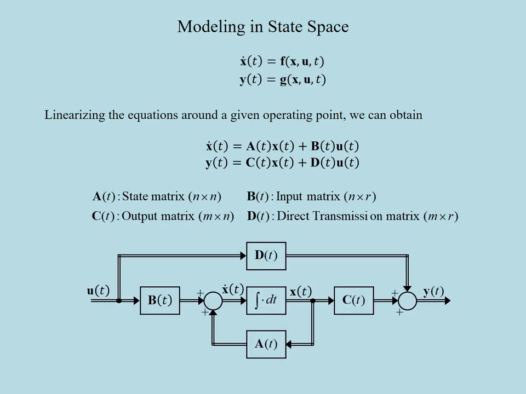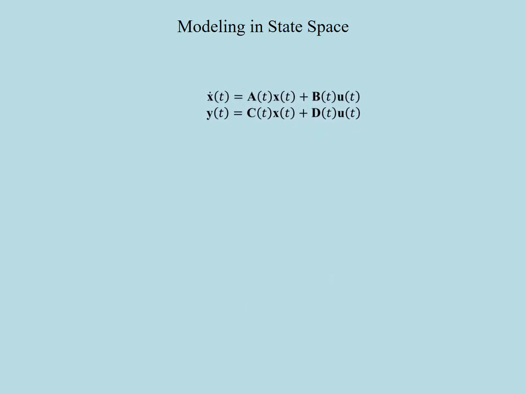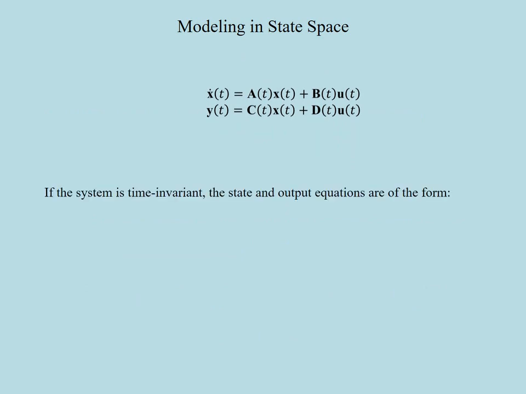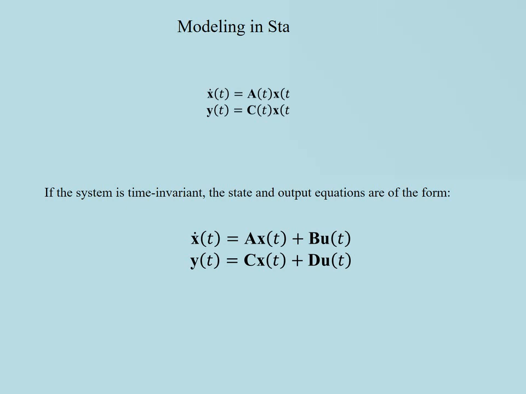In this figure, you can see the interconnections of the variables u, x, and y representing this linear state space model. And besides the linearity, if the system is also time invariant, the state and output equations are of this simplified form, where A, B, C, and D are constant matrices.